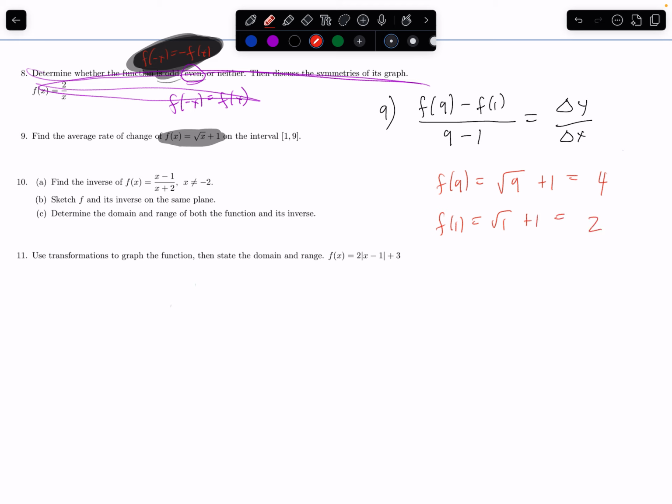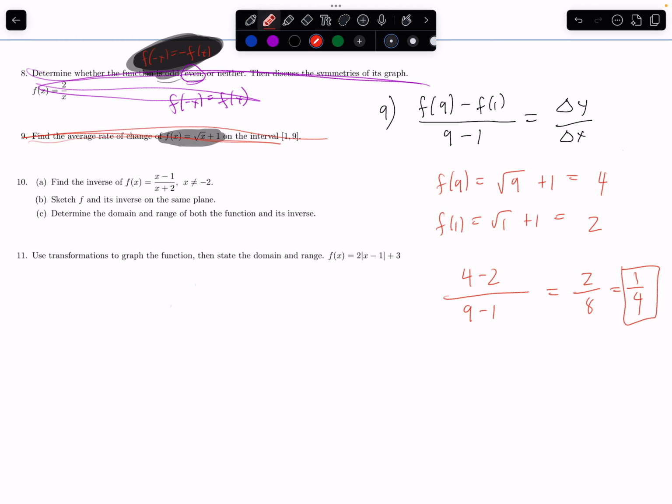And so we check, yeah, that's the y2 minus y1. Basically, it's 4 minus 2 over x2 minus x1, which is 9 minus 1. 4 minus 2 is 2. 9 minus 1 is 8. So I got 2 over 8, which reduces to 1/4 as your average rate of change. Average rate of change is just 1/4. Yeah, so simple. Average rate of change, just take f of the two numbers, subtract them, over the two numbers themselves subtracted.